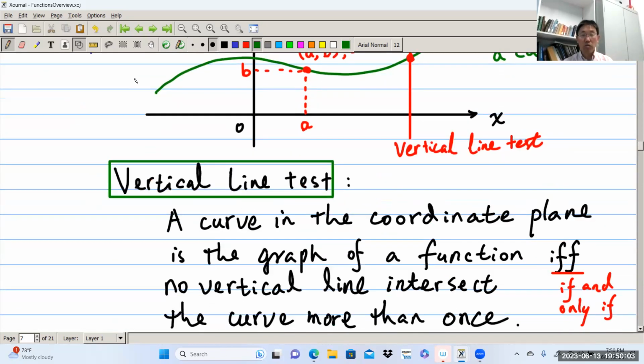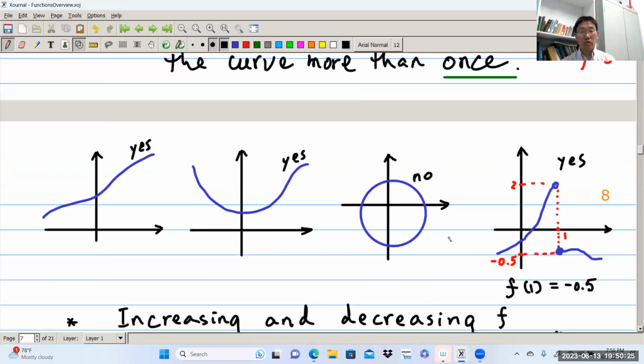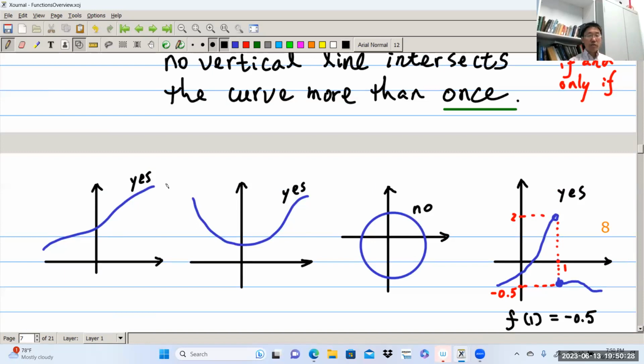Okay, so this is the so-called vertical line test. A curve in the coordinate plane is the graph of a function if and only if no vertical line intersects, sorry for my grammar mistake, intersects the curve more than once. Got it? So that's a very easy way to test if you know the graph of a function. So for example, can this curve be regarded as a graph of a function? Yes, because it passes the vertical line test, right? If you draw a vertical line, it can intersect this curve at most once.